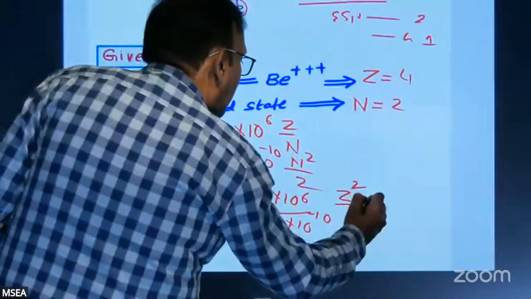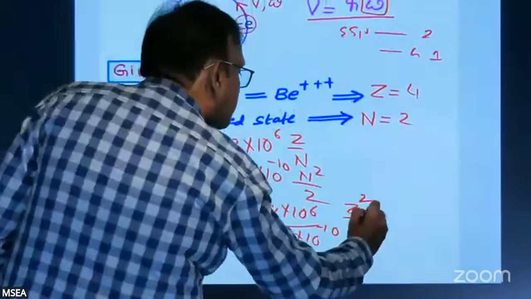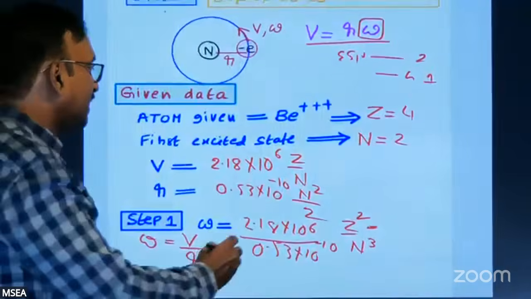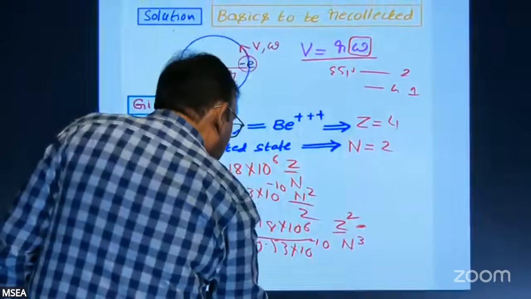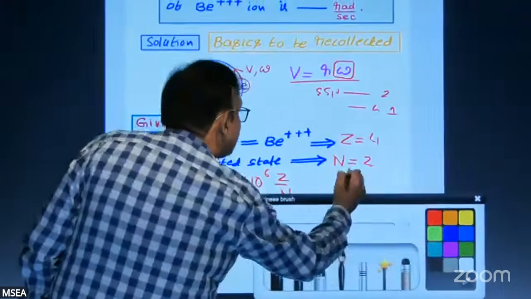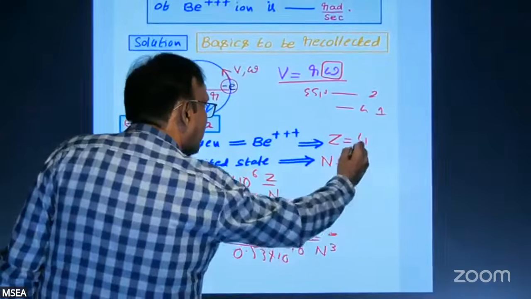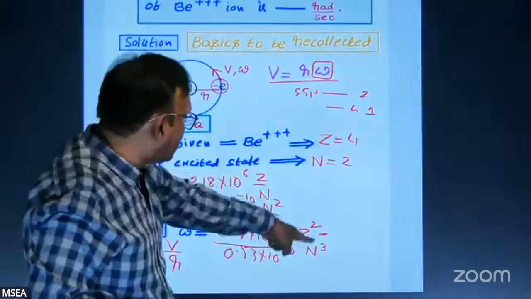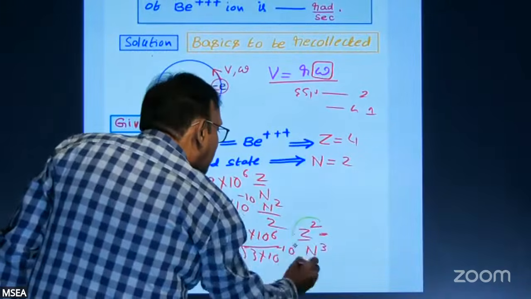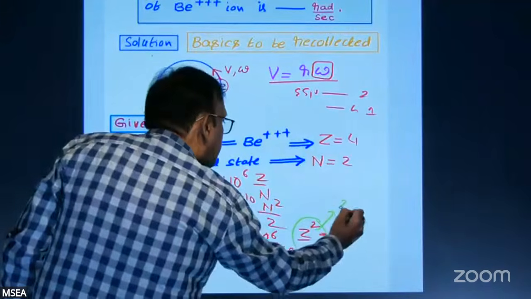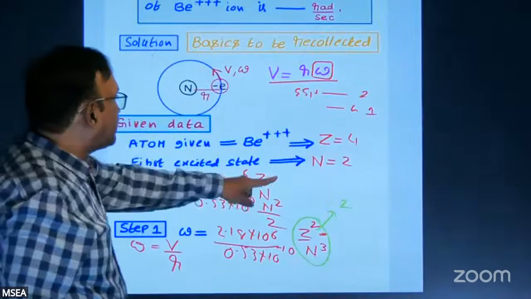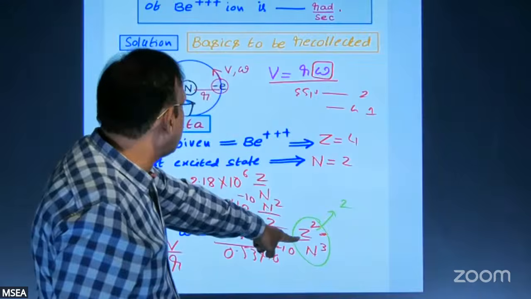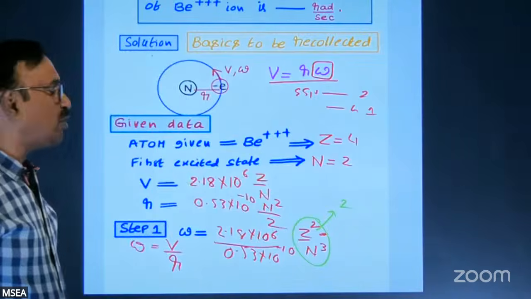The rest of the things are straightforward. So this comes out to be 2.18 by 0.53 into z square by n cube. Now I am writing the value of z square: z square comes out to be 16, and n cube means 8. So z square 16 by 8, this complete term in the next step comes out to be 2.